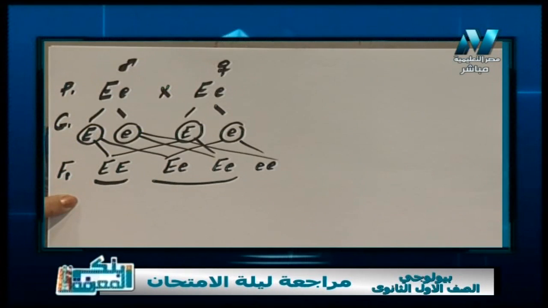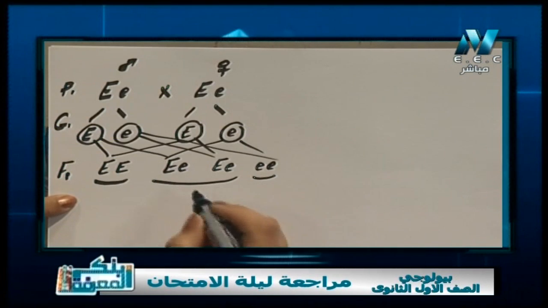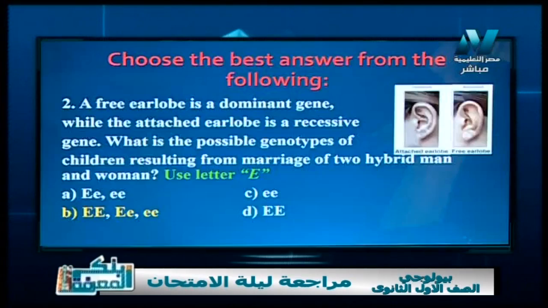So we have pure free ear lobe and hybrid free ear lobe, but this one is fused ear lobe. So these are 3 to 1 as Mendelian cases and Mendel's first law. So what is the answer? Yes, the answer is number B. It's very simple, but you didn't study this example in detail in your school book, but it is followed. It's following the Mendelian cases as we studied in the pea plant, so it's not strange.